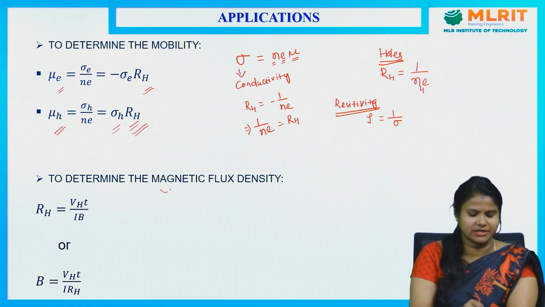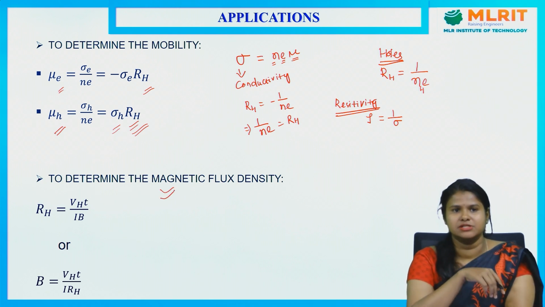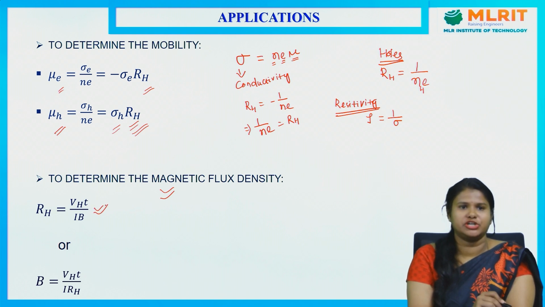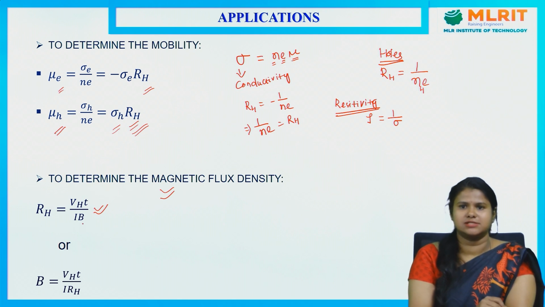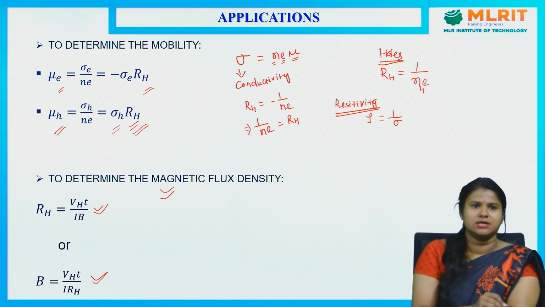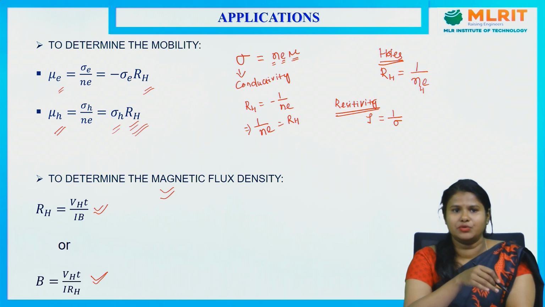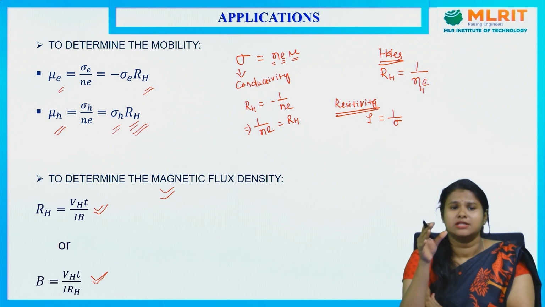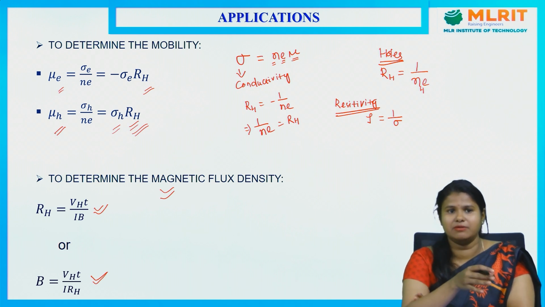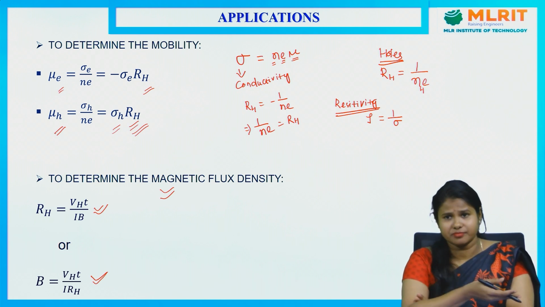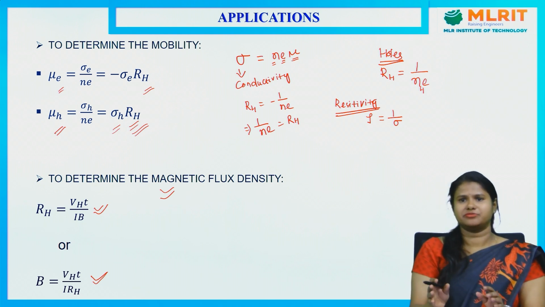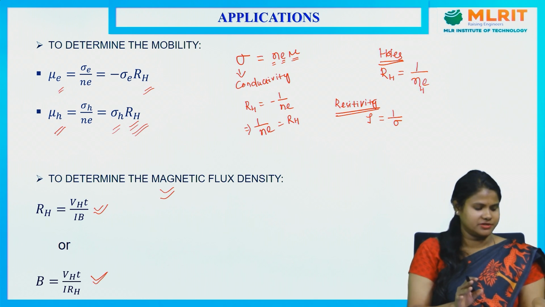At last, we can determine the magnetic flux density. Already we have defined the Hall coefficient as Vh into t by I into B, where B is the flux density. So this B can be expressed as Vh into t by I into RH. If the values of the Hall coefficient, Hall voltage, thickness of the slab and the current are given, we can easily find the value of the magnetic flux density. These are all the things we can derive from the Hall coefficient value.